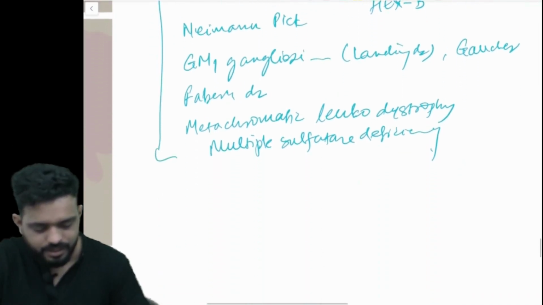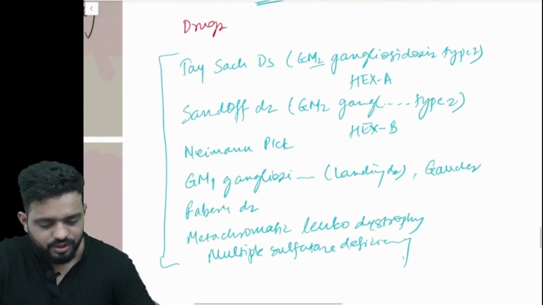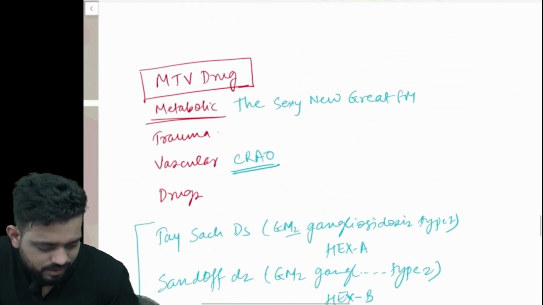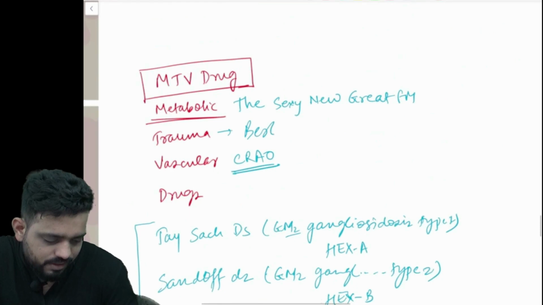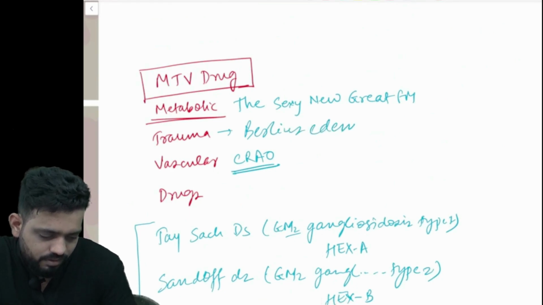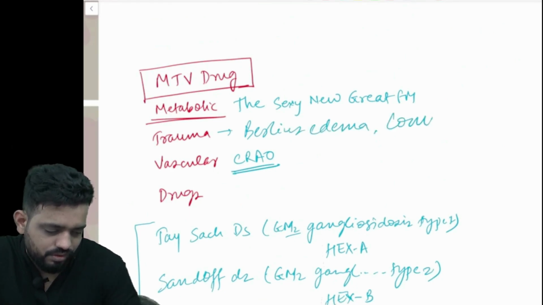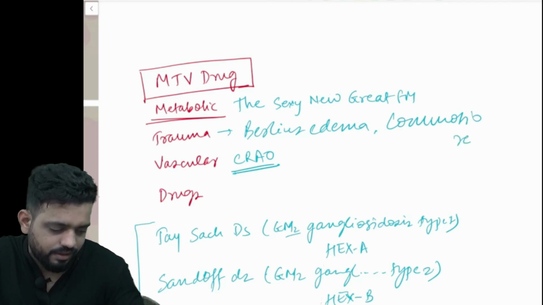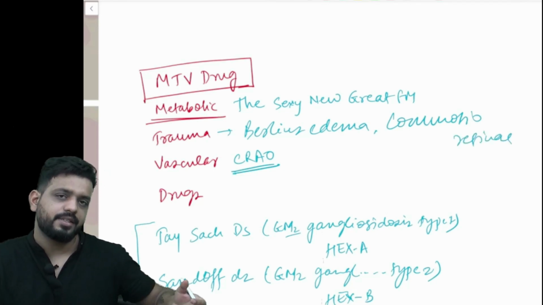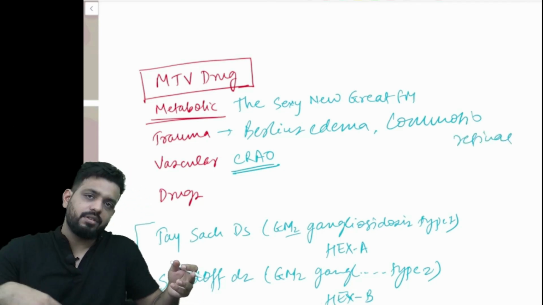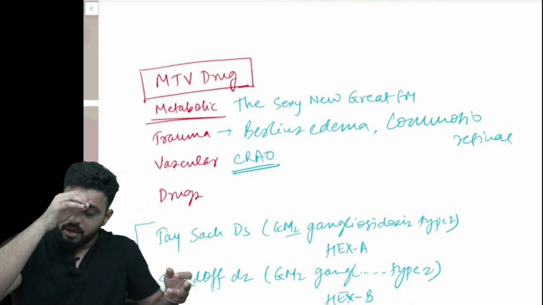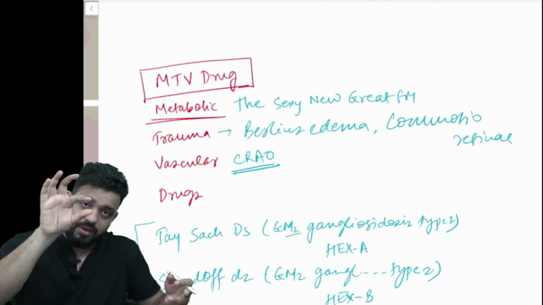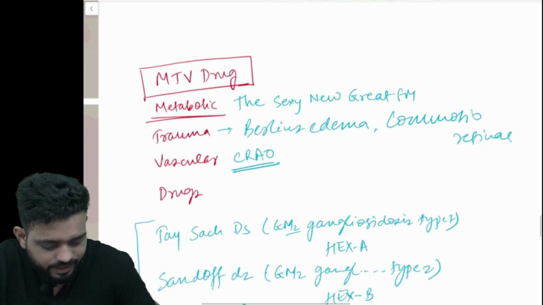Okay, metabolic. T stands for trauma. Trauma is very easy, you just have to remember its other name, that is Berlin's edema and commotio retinae. Basic, you should remember why cherry red spot is happening: the entire retina goes white and the macula is red, so it appears as a cherry red spot.